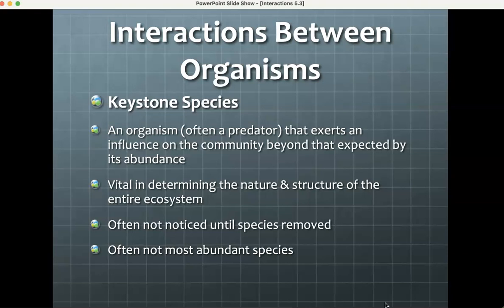All right, this is a different idea. We're not still going through defense mechanisms and symbiosis and stuff like that anymore. Even the defense mechanisms was sort of a different subject. So the idea of a keystone species is very important. And this is something that we're still learning about.